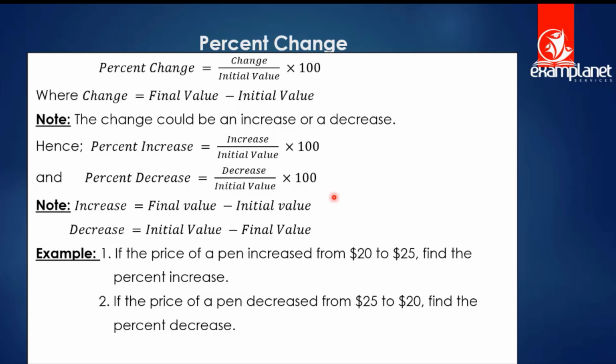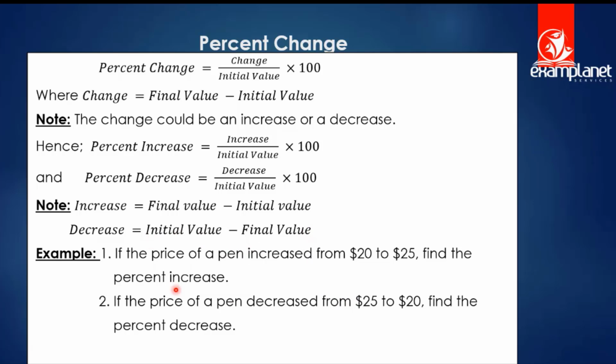Of course, if you increase, that means you are going from lower to higher. You're increasing something, so from a lower value to a higher value. That means the final value must be the higher one, while the initial value must be the lower one. So to get the increase, you have the final minus the initial. But if you are decreasing, that means you are going from a higher value to a lower value. So the decrease, to get the positive result, will be the initial value minus the final.